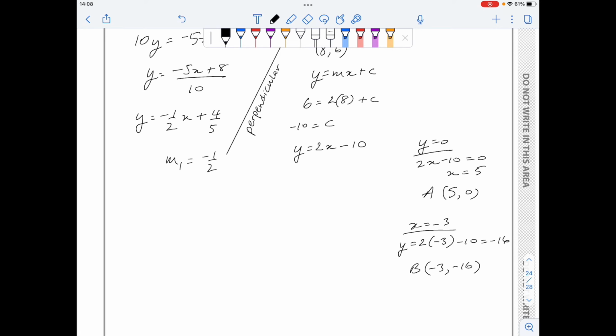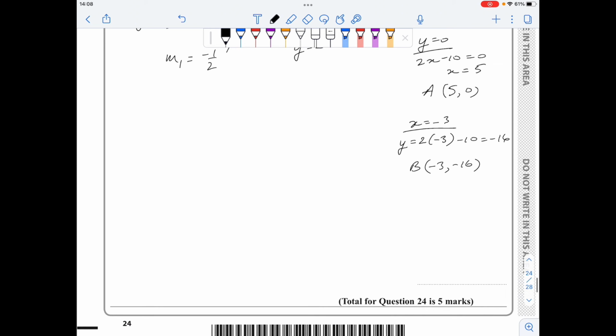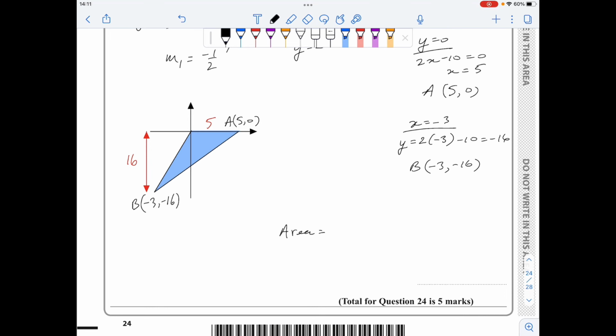I need to find the area of the triangle AOB. So let's draw a sketch putting these points and joining them to get the triangle. So this is the triangle I have. Its base is equal to 5 and its height is equal to 16. So the area is given by base times height over 2, which comes out to be 40.